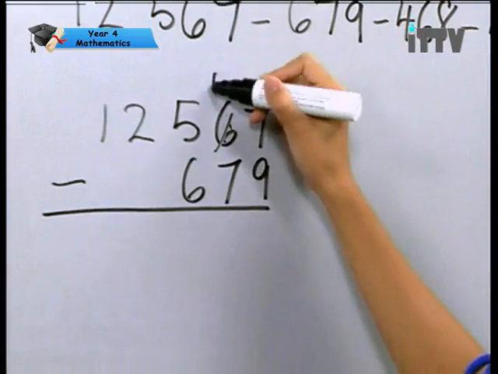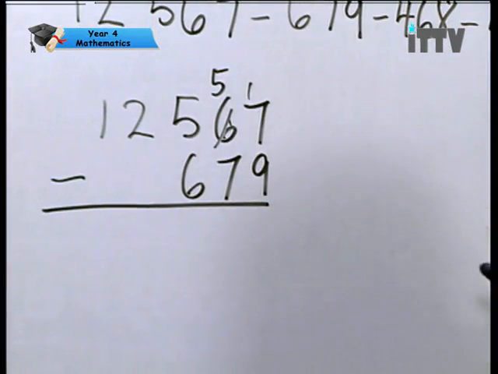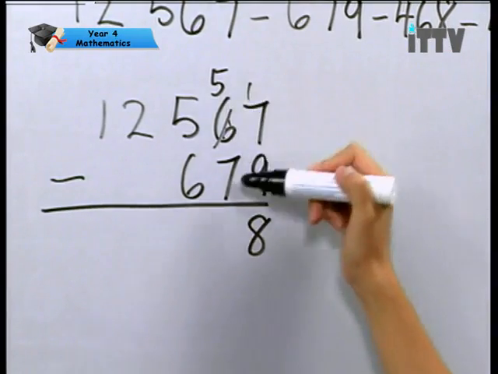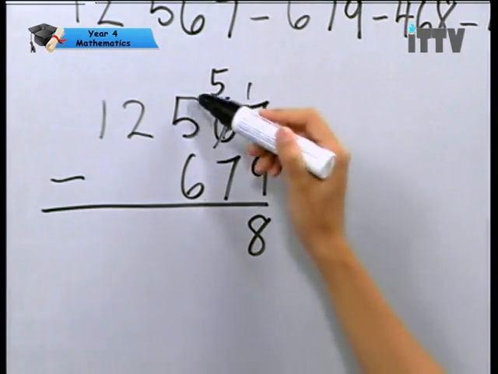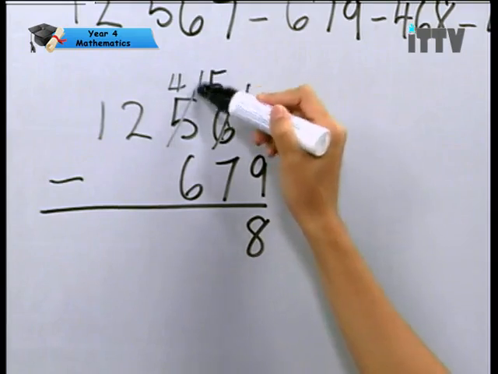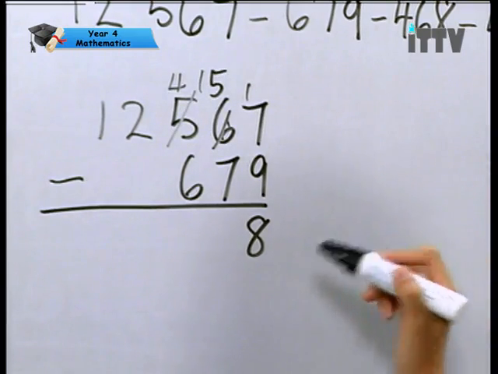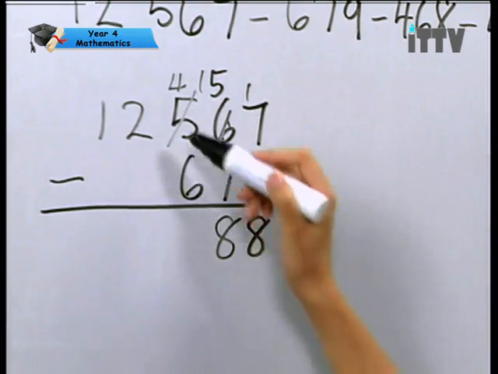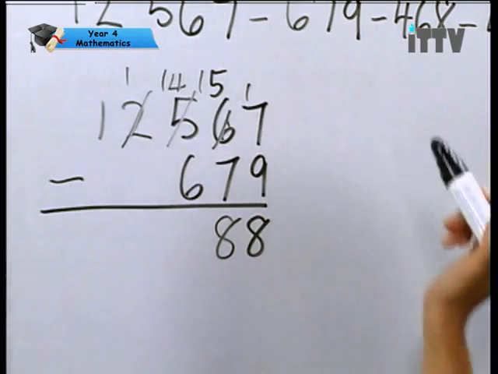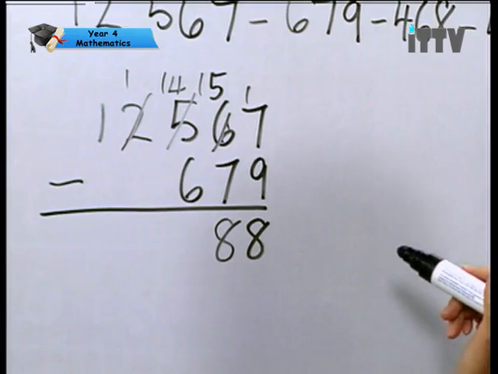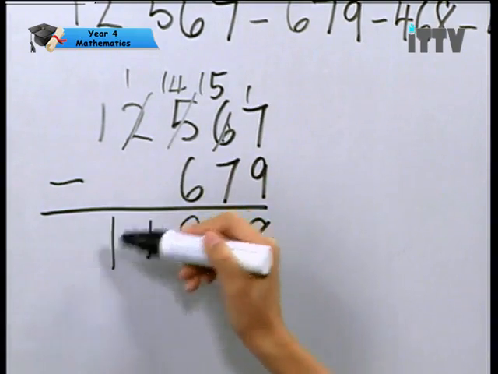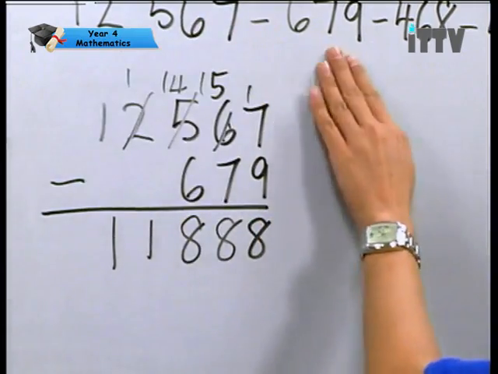Okay, let's start. 17 minus 9 gives us 8. We can't minus, so trade. 15. 15 minus 7, 8. 4 cannot minus 6. 14 minus 6 gives us 8. Over here. Okay, so we have done up to here.